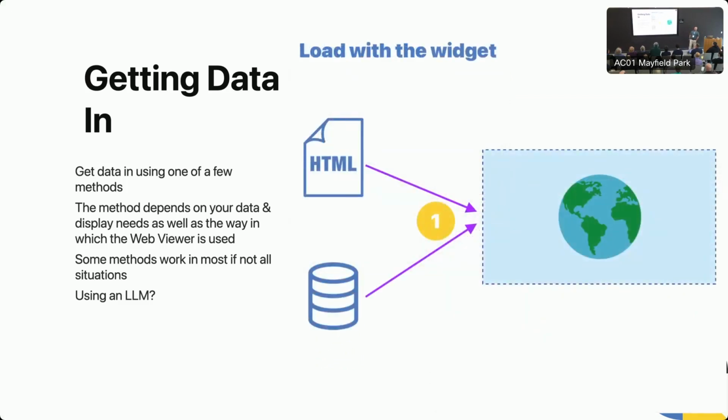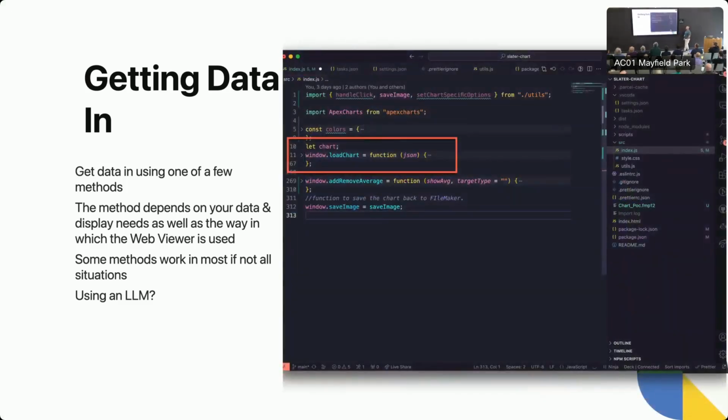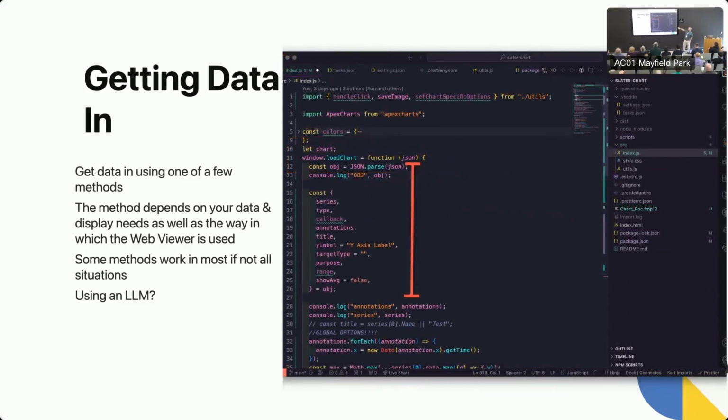Here's how I get data in, though. I load it with the widgets. So in this case, my script grabs the HTML, it grabs the data, and it pushes it in at the same time. And it's done via a function inside of our JavaScript. So in this JavaScript, there's a load chart function that takes in some JSON as a parameter, and the JSON is eventually used throughout to put into the chart.